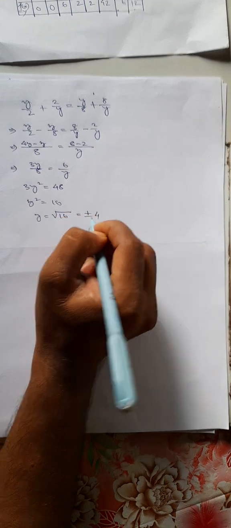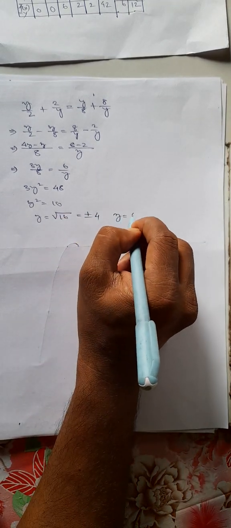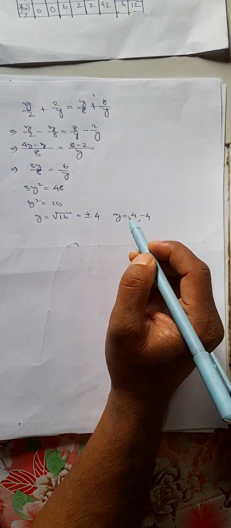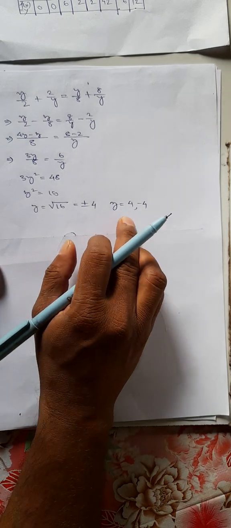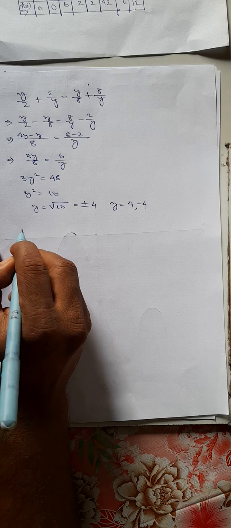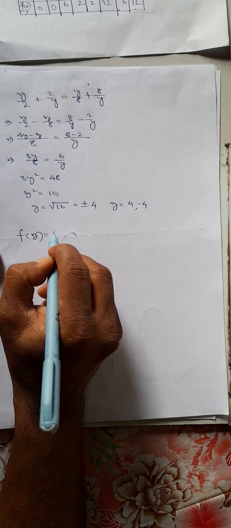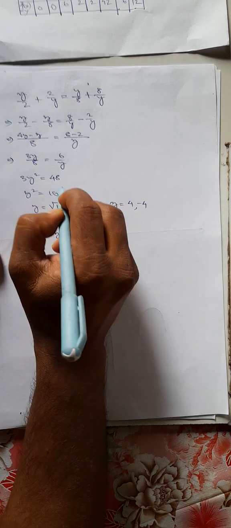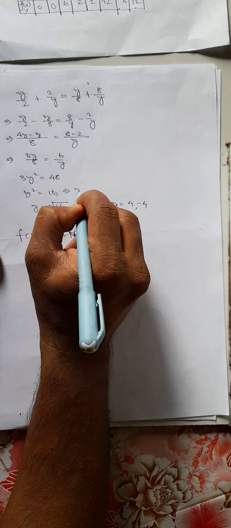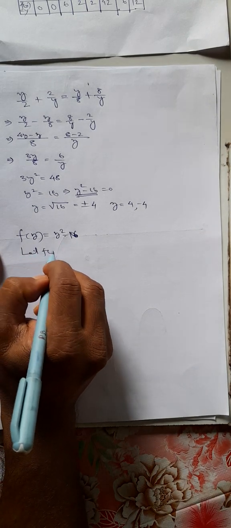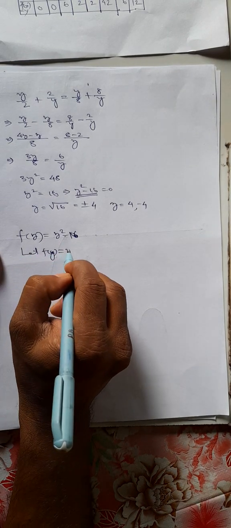That means plus or minus 4. So solutions are y equal to 4 and minus 4. These are the solutions of this quadratic equation. So it is an equation in y. Let us denote this polynomial as f(y) equal to y square minus 16. y square equal to 16 means y square minus 16 equal to 0.